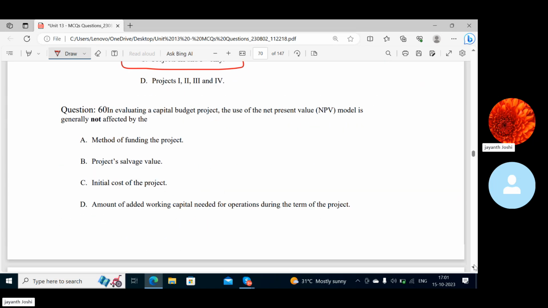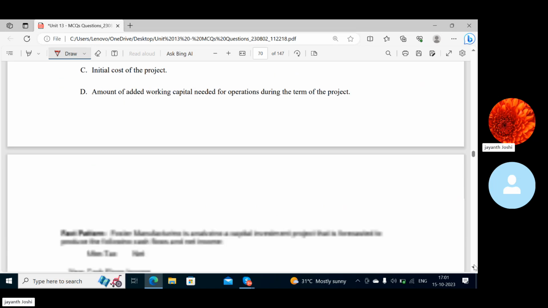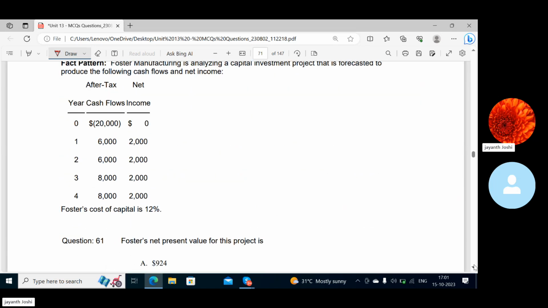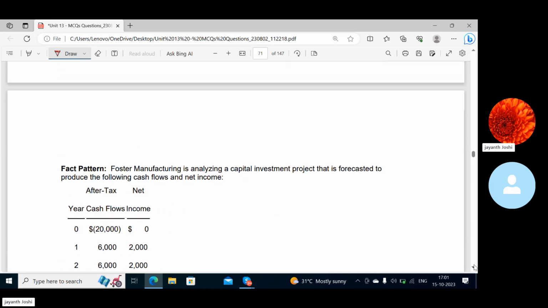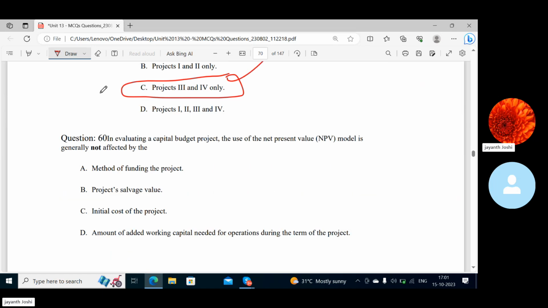Next, 60th question. Last question of this section. We'll move to the next section now. We have done a lot of things, almost done in this. So you should be going for the next questions.